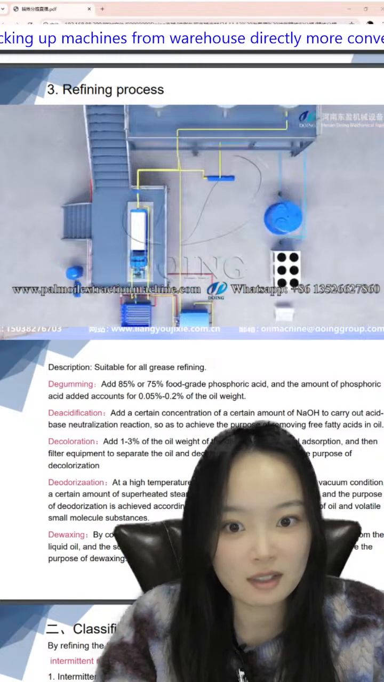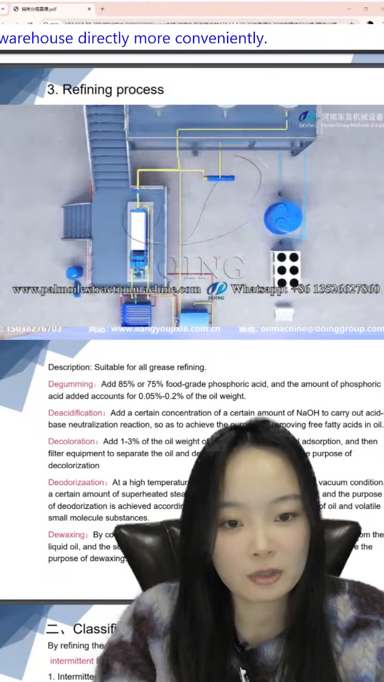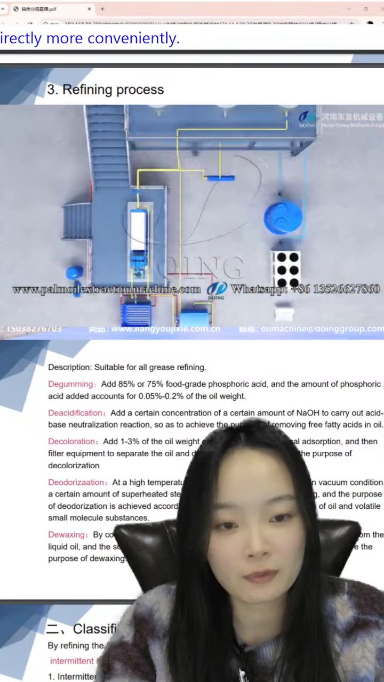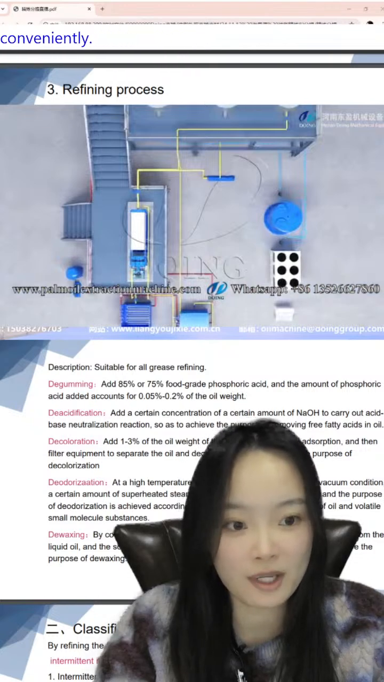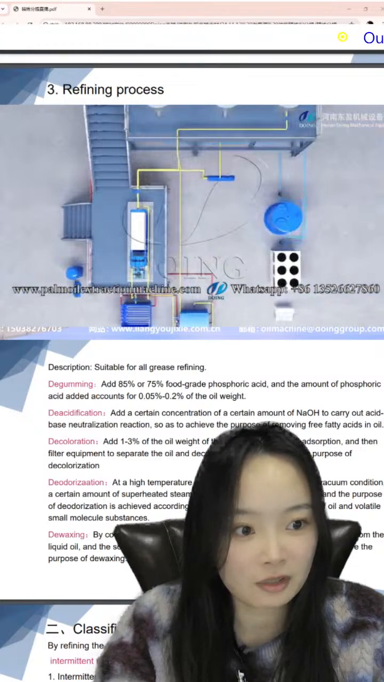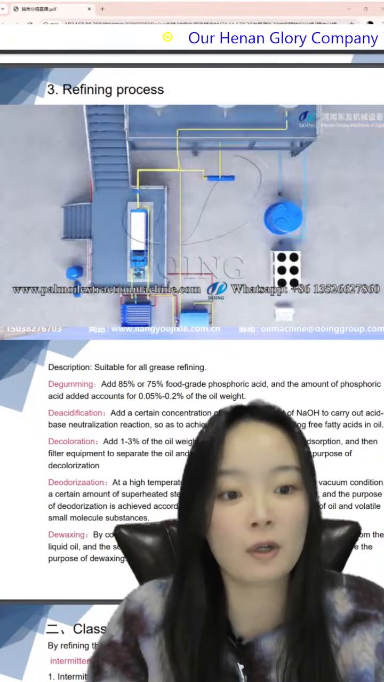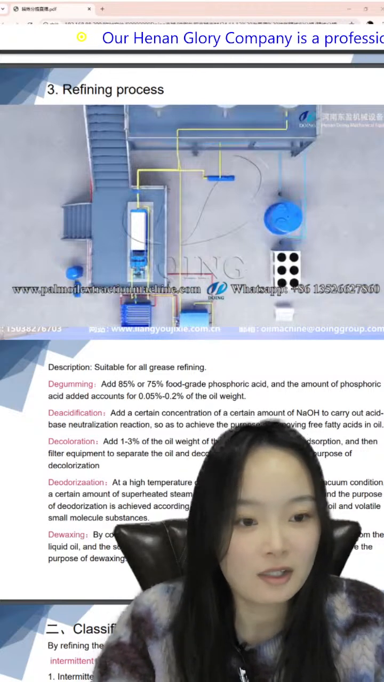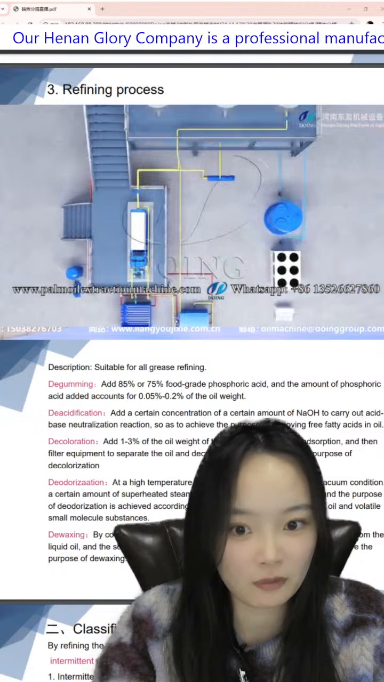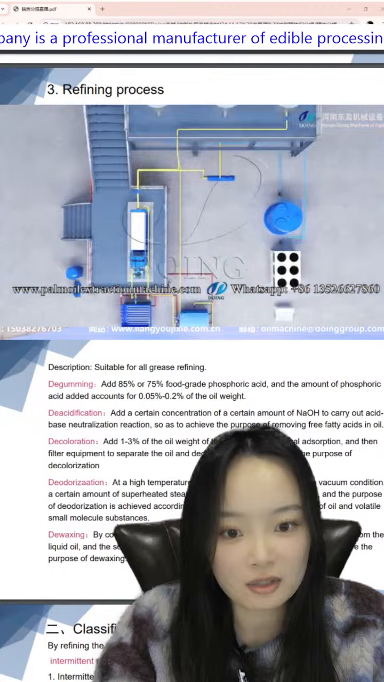And then is the decoloration. In the decoloration, we will add 1 to 3% of the oil weight of the decolorizer, phosphical adsorption, and then filter equipment to separate the oil and the decolorizer, so as to achieve the purpose of decolorization. And then is the deodorization.